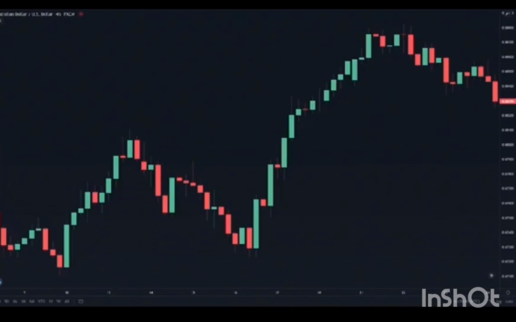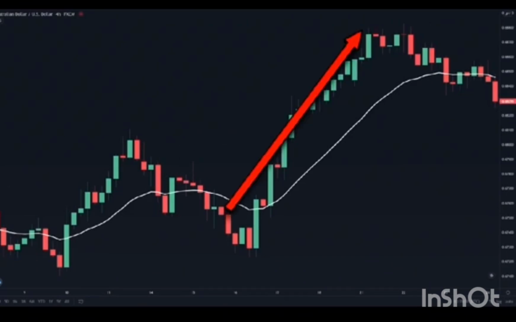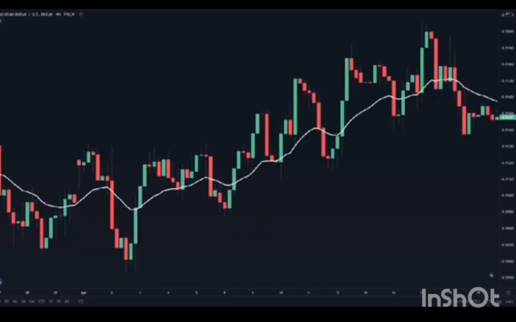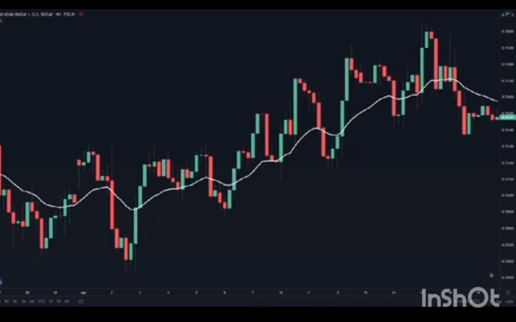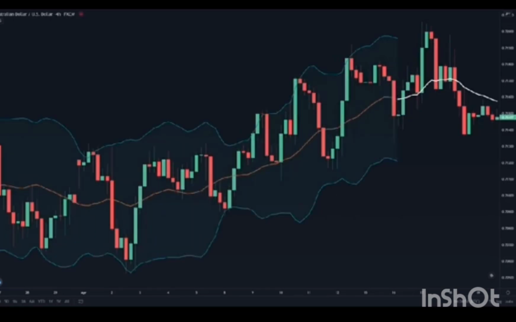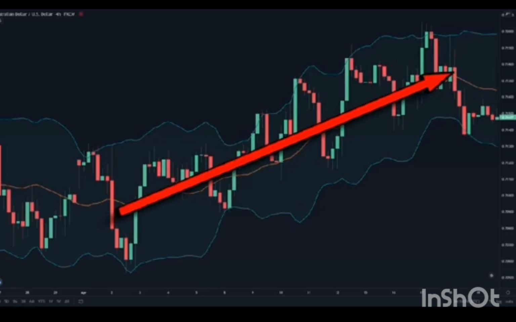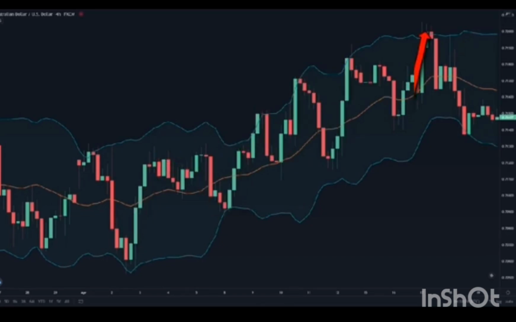Let's say you're using a normal trend indicator such as the 20 EMA. If the trends are moving in a straight line like this, then the 20 EMA gave a perfect signal. However, if the trend has pullbacks like this, it can be a huge problem because it gave so many false signals. So that is why the Bollinger Bands is a better indicator, because it can identify the direction of a trend while also taking these pullbacks into consideration. Hence, it can give you less false signals.